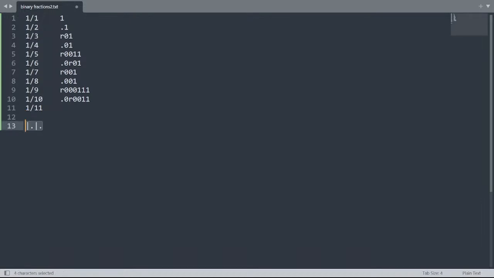Right. So 11 in binary. I'm going to count this on my fingers. 1, 2, 3, 4, 5, 6, 7, 8, 9, 10, 11. Okay. So that is 11 in binary. Let's put 1 more at the start just for good measure.